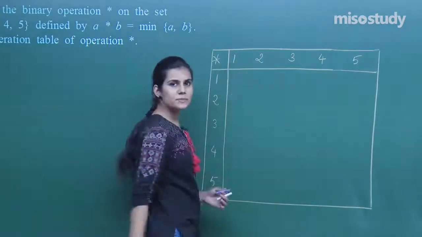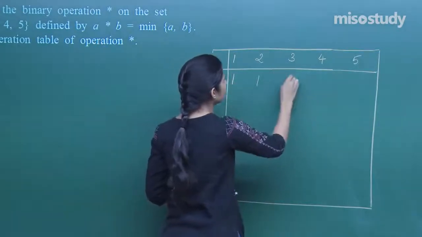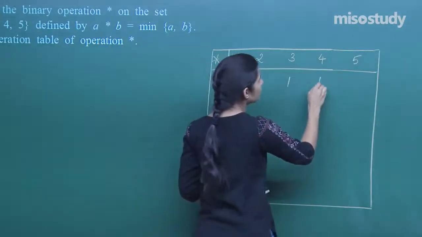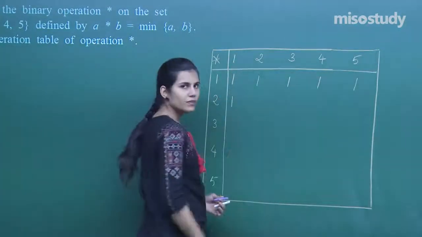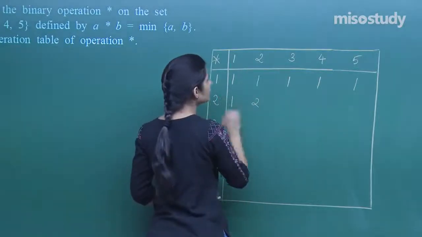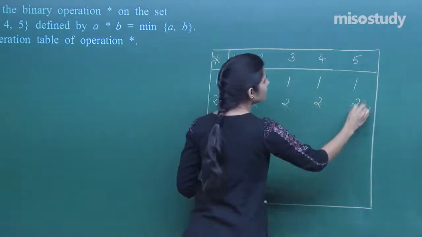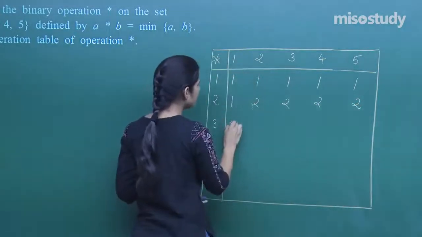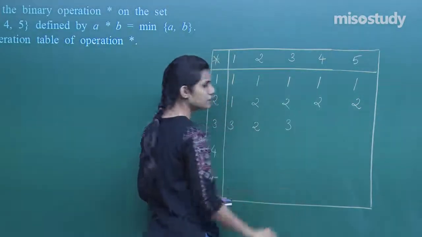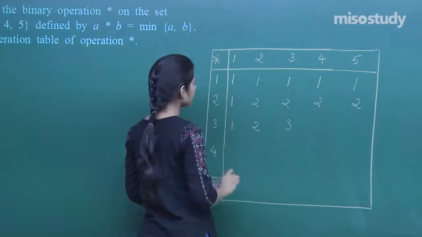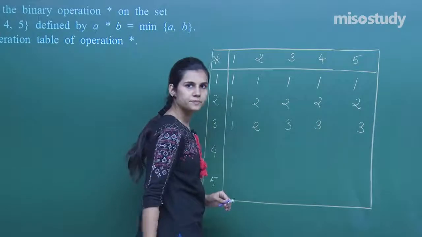1 star 1, that is minimum of 1 and 1, is 1. 1 star 2, minimum of 1 and 2. 1 star 3, minimum of 1 and 3. 1 star 4, minimum of 1 and 4, minimum of 1 and 5. 2 star 1, minimum of 2 and 1. 2 star 2, minimum of 2 and 2. 2 star 3, minimum of 2 and 3. Minimum of 2 and 4, minimum of 2 and 5. 3 star 1, minimum of 3 and 1. 3 star 2, minimum of 3 and 2. 3 star 3, minimum of 3 and 3, minimum of 3 and 4, minimum of 3 and 5.